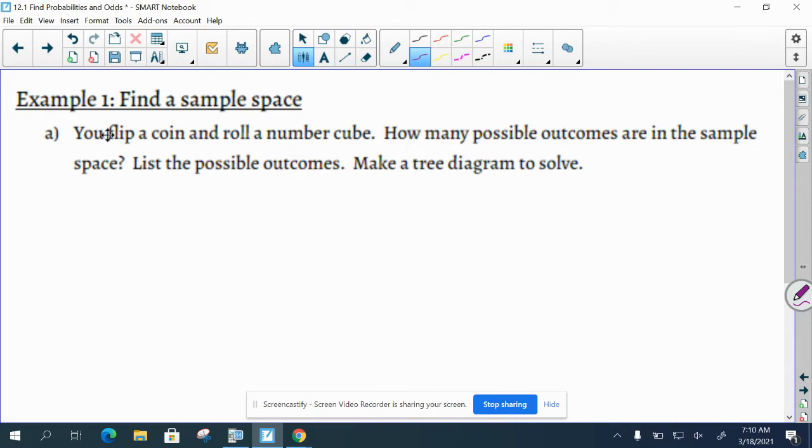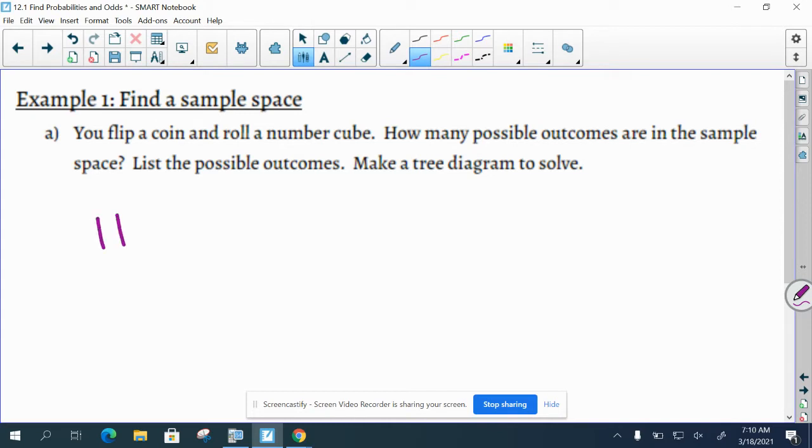Flipping a coin, you can get heads or tails. Rolling the number cube, you can get 1 through 6. There's a thing called a tree diagram that can help us organize our sample space here. You can set up your tree diagram horizontally or vertically. Sometimes I like to do it vertically, but it's really up to you. You already saw an example of this in the pre-activity.